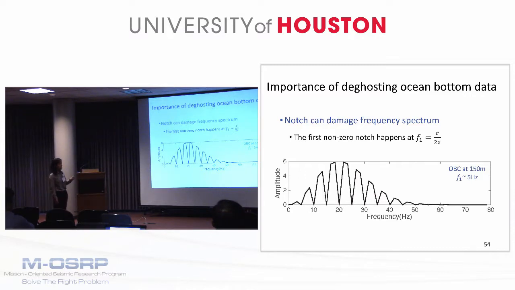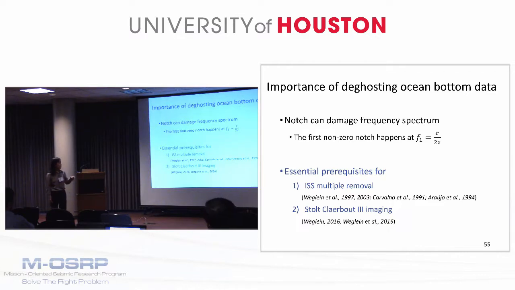It can provide us the broadband data for amplitude analysis, and the boosted low frequency is significant for many applications, including migration and inversion. In addition, to better deliver the promise of inverse scattering series, multiple removal methods, and the source-free C3 imaging method, deghosting is an essential prerequisite.